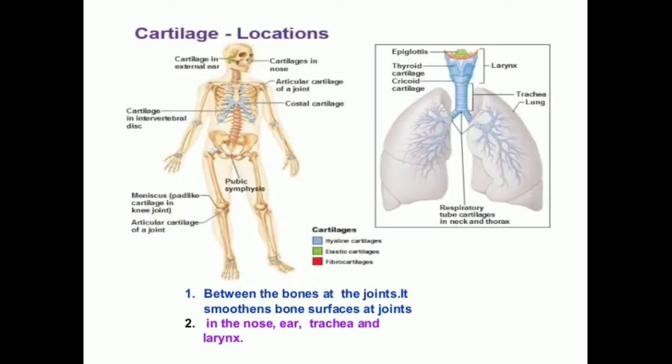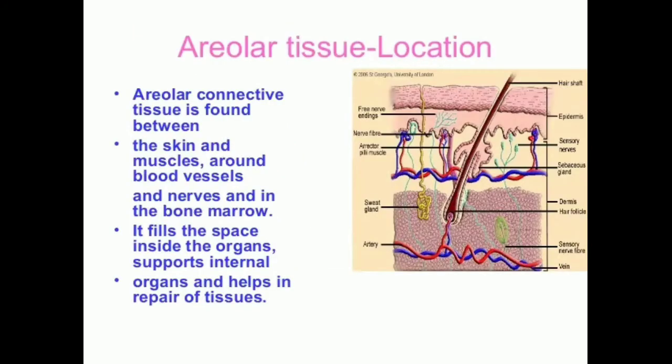You can see the cartilage in your ears. We can easily fold our ears, right? It is because of the presence of cartilage in the ears. Next type of connective tissue is areolar connective tissue, which is found between the skin and the muscles, around the blood vessels and nerves, and in the bone marrow. This will fill the space inside the organs and support the internal organs and helps in the repair of tissues.